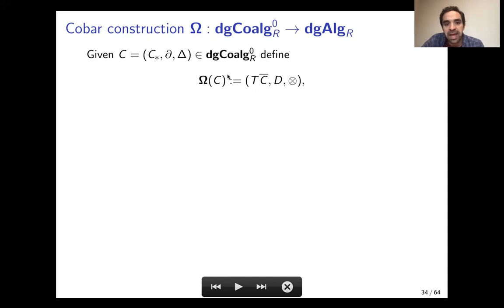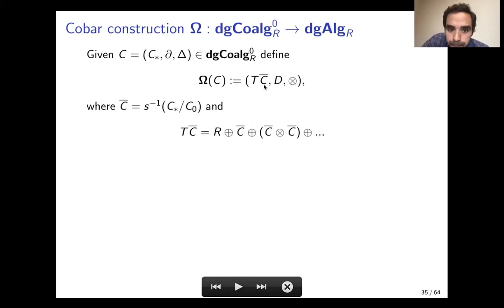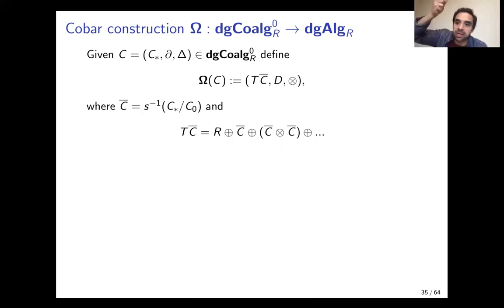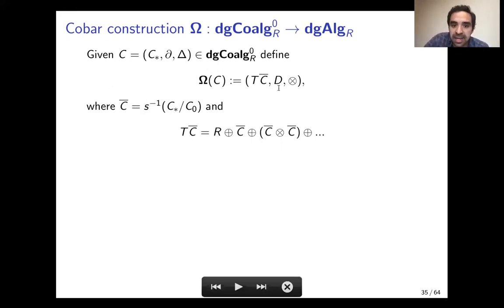So I want to define a differential graded algebra called omega of C as follows. C bar is just, you first kill the 0th degree part of C, and then you shift it down by 1, everything. So everything that was in degree 1 becomes of degree 0, and so on. So that's C bar. And then I take the free algebra on C bar. That's what T C bar means. So these are monomials on C bar, right? Non-commutative monomials, the free algebra. And that has a product by just concatenating monomials.